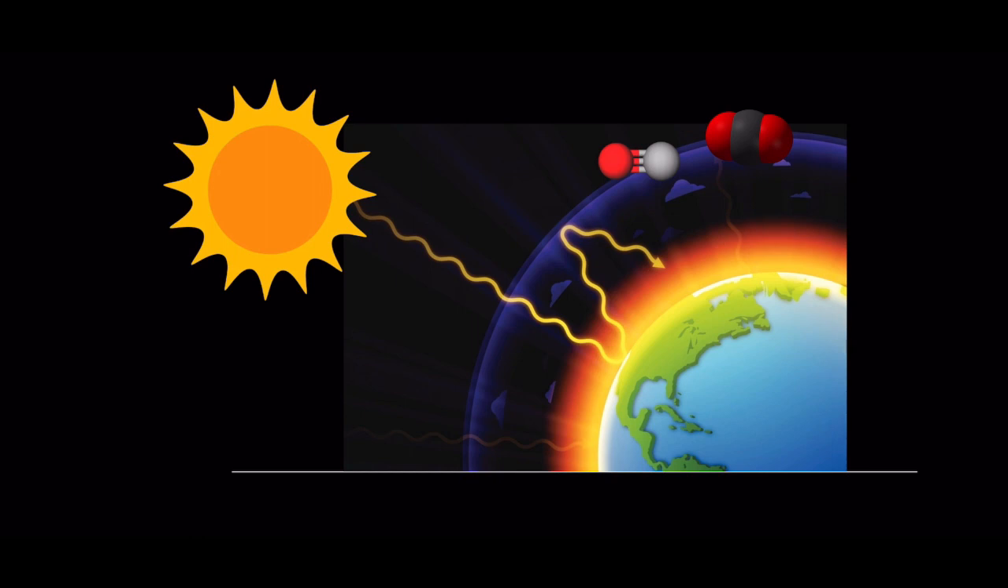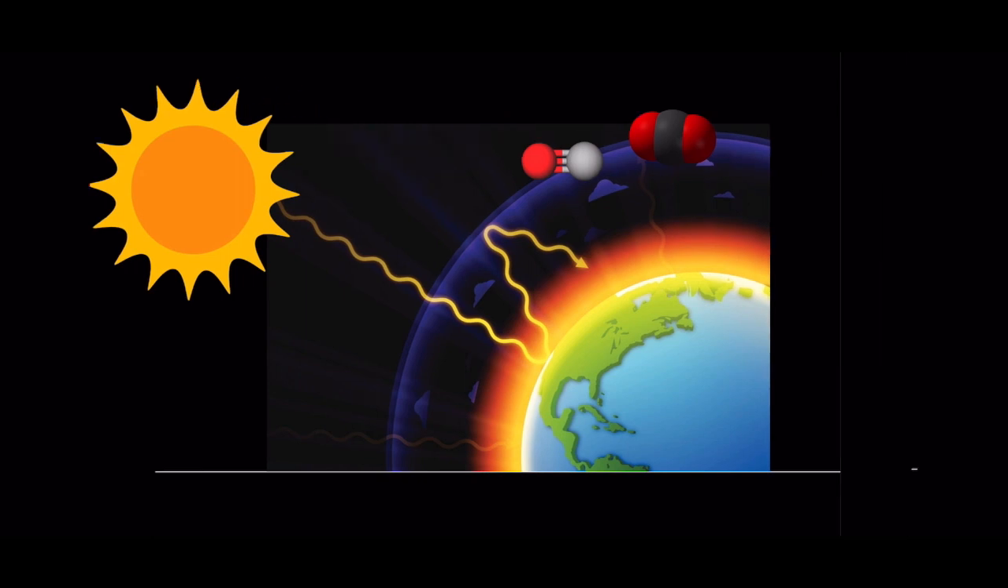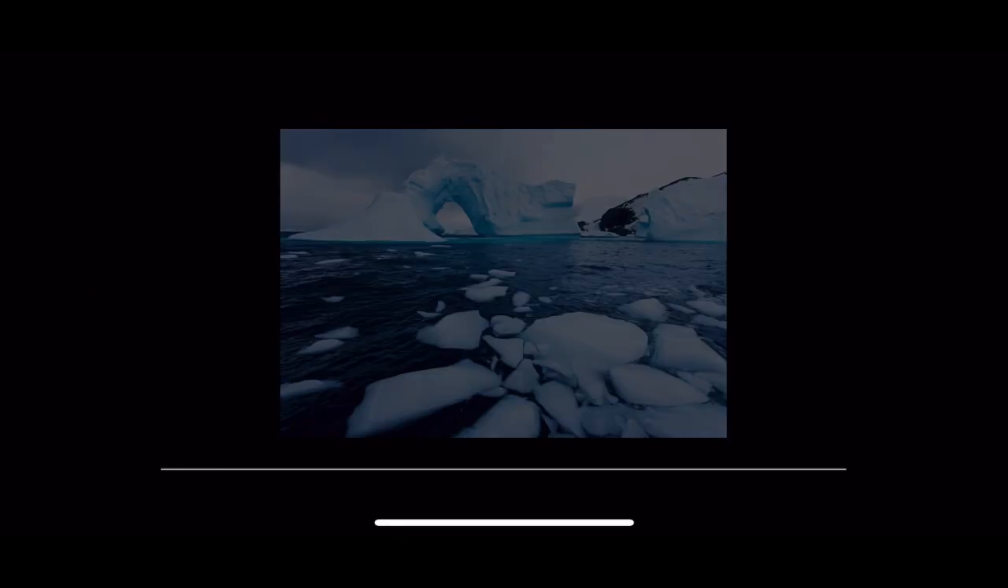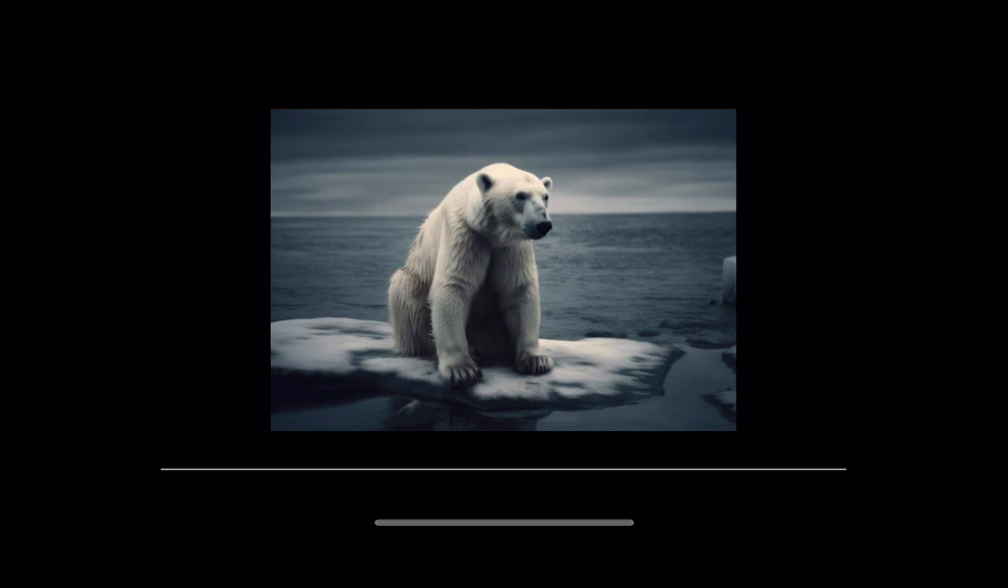and prevent it from escaping into space. As this layer thickens, it heats up the Earth too much. This can cause sea levels to rise, climate change, and the homelessness of this poor polar bear.